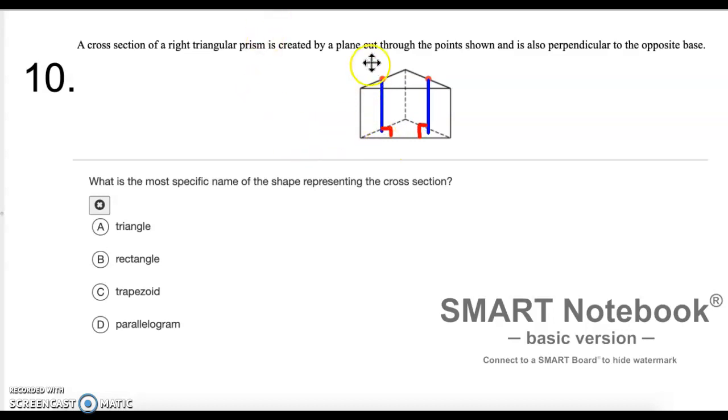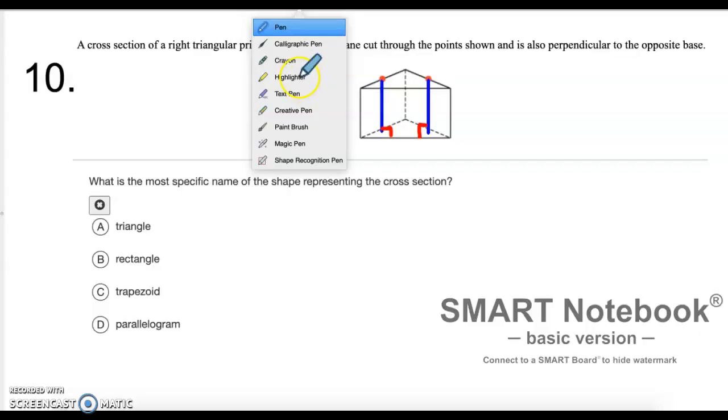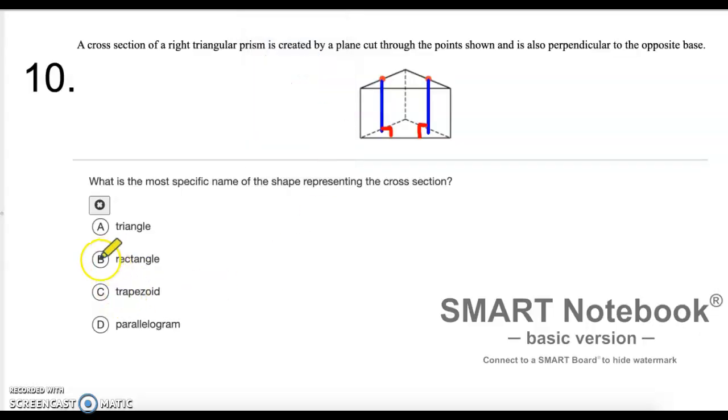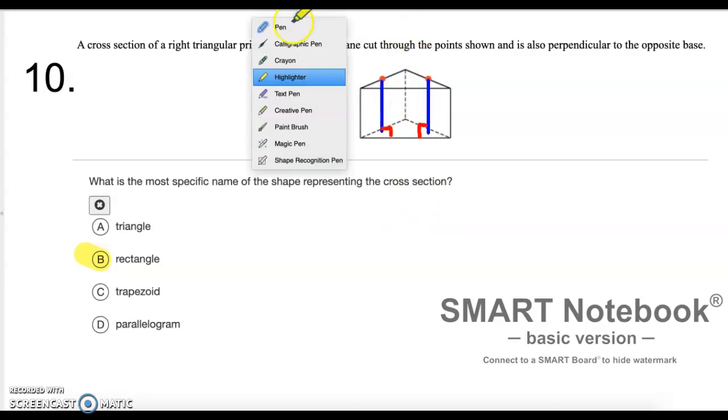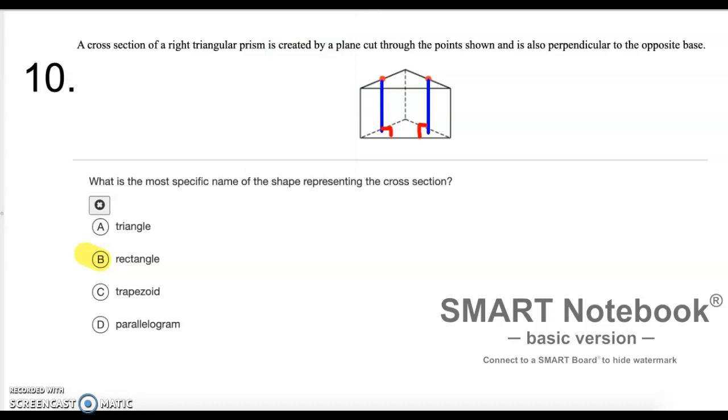So now if you look, I've created a rectangle because we know a rectangle has all congruent right angles. So when you draw in the plane that goes through those 2 dots and you draw in the right angles, you can see here that we have created a rectangle.